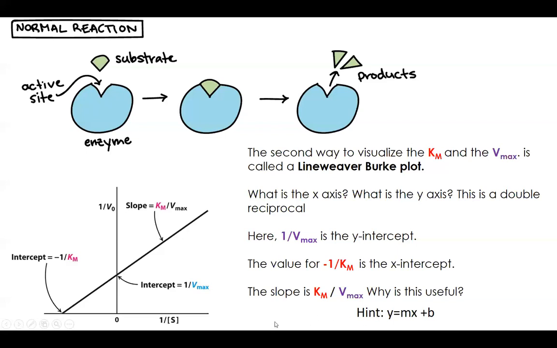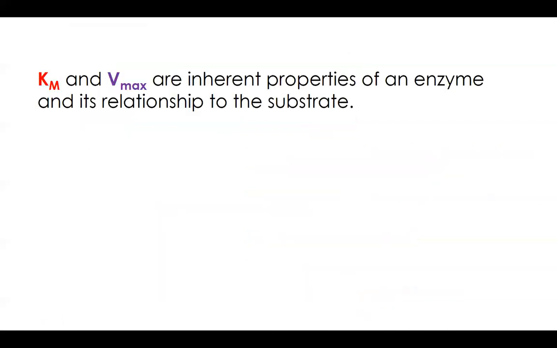Okay, so now we know what the Km is about. We know the Vmax and what that's about. And we know how to visualize them in a Michaelis-Menten plot and a Lineweaver-Burk plot. Km and Vmax, again, are going to be inherent properties of an enzyme and its relationship to the substrate. So every enzyme is going to have this type of relationship with its substrate. Every enzyme has a Km, every enzyme has a Vmax. This is going to vary from enzyme to enzyme, and it's going to depend on what it's doing with the substrate.